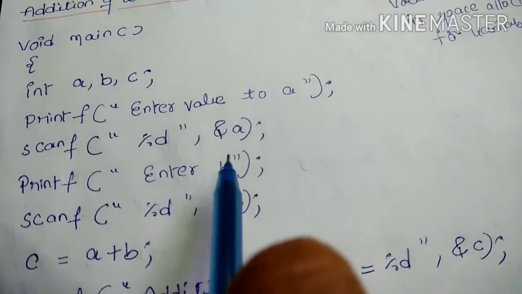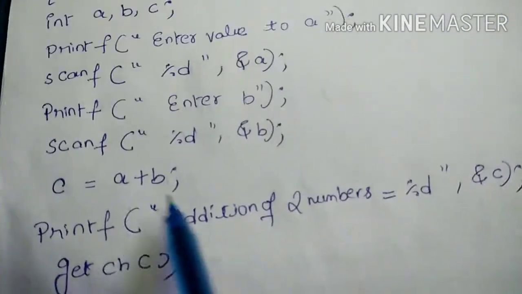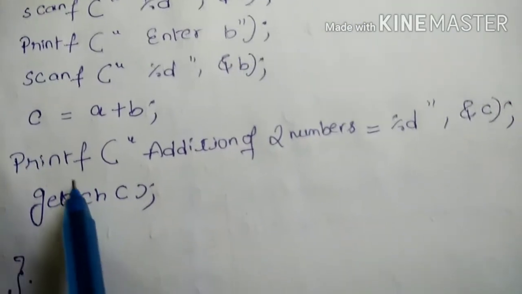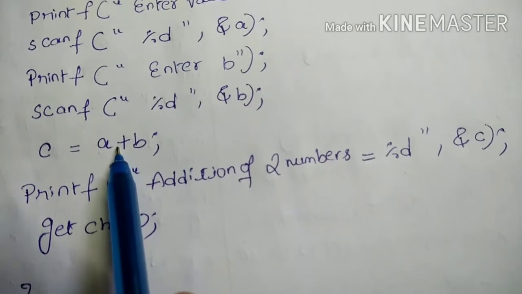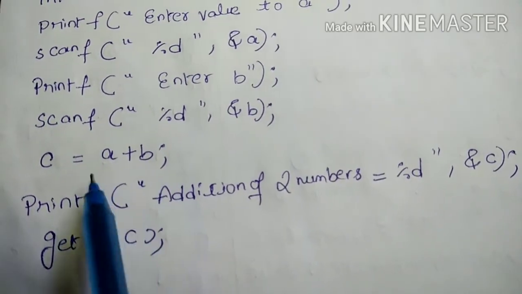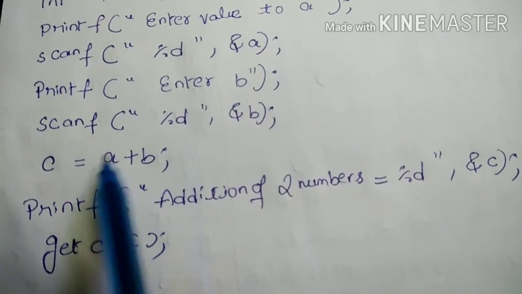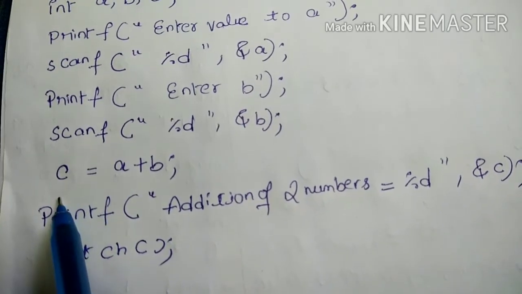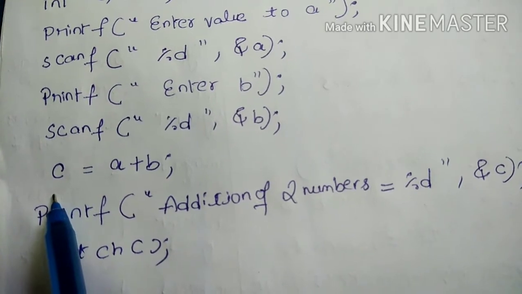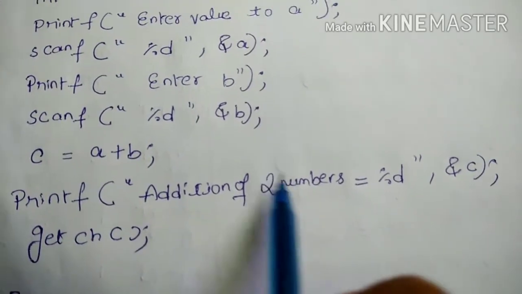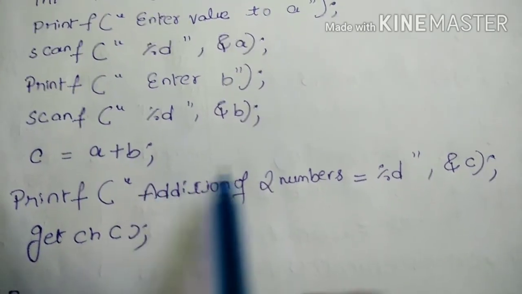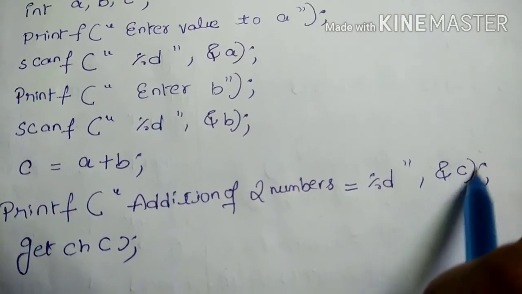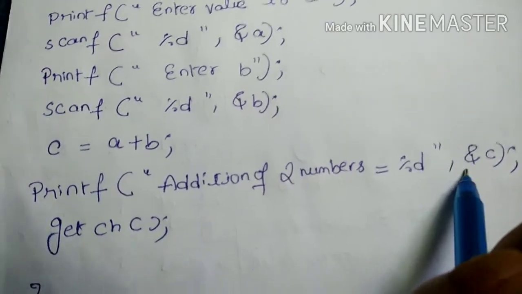So printf, take another value. Now the executable statement: c is equal to a plus b. Take a value for a and take a value for b. After adding, the value will be assigned to the left side variable c. Now c is going to contain the output data. So printf addition of two numbers is equal to, and after addition, the data will be printed onto the screen.